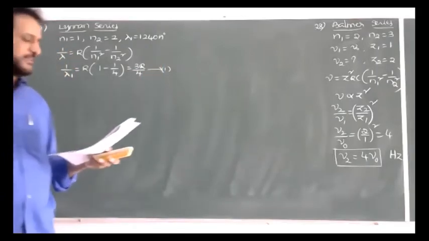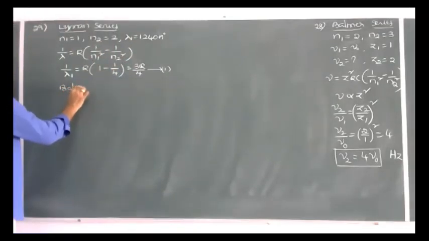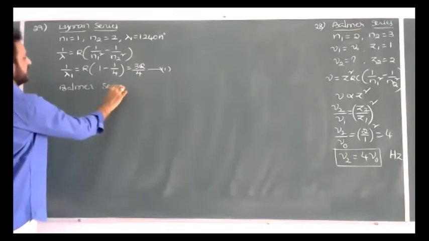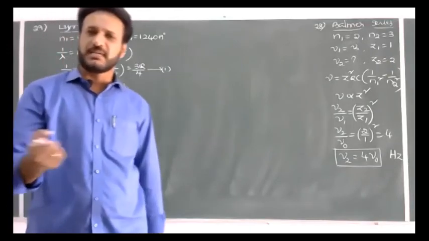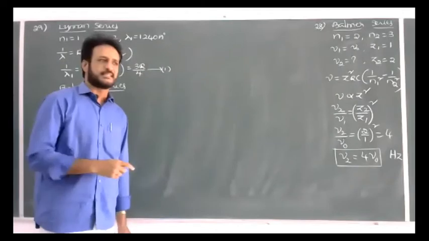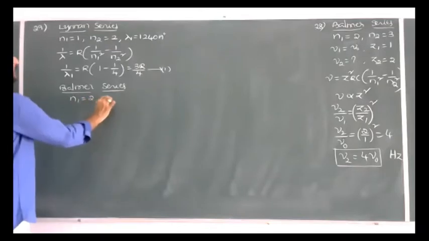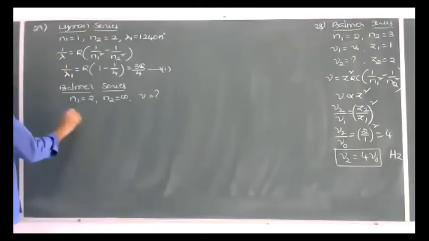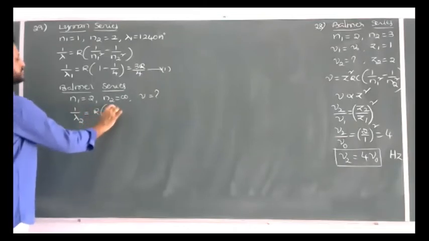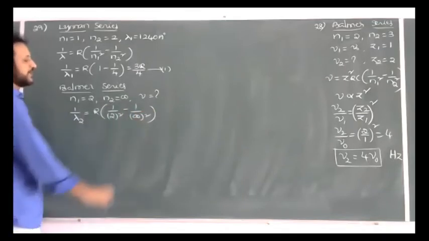Now, they asked for the highest frequency emitted in a Balmer series. One thing you have to understand: highest frequency means shortest wavelength, because wavelength and frequency are inversely proportional. So we should take the shortest wavelength. For the shortest wavelength of the Balmer series, N1 is equal to 2 and N2 is equal to infinity. Then 1 by lambda 2 is equal to R into 1 by 2 square minus 1 by infinity square, that equals R by 4.